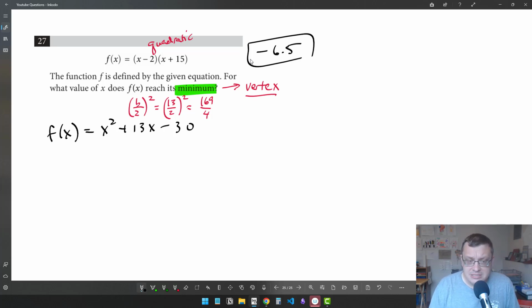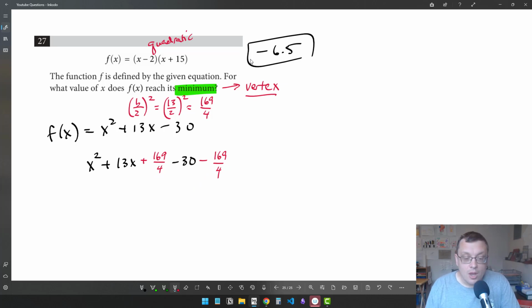So what I'm going to do is take that 169 over 4, and I'm going to add it right here. But I need to balance that. I can't just add something randomly to my equation. So I could add that to the other side. But what I'm going to do here, because it's going to help when I build my vertex form, is I'm just going to immediately subtract it from the same side, right? I'm going to add the 169 over 4, and I'm going to subtract the 169 over 4. And the overall change here is no change, right? These just cancel, and we would get back the original. Why am I doing this?